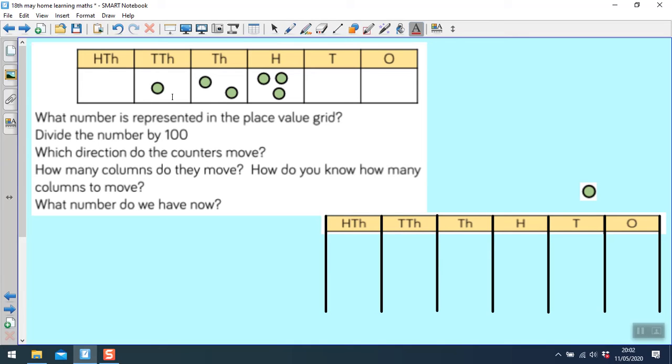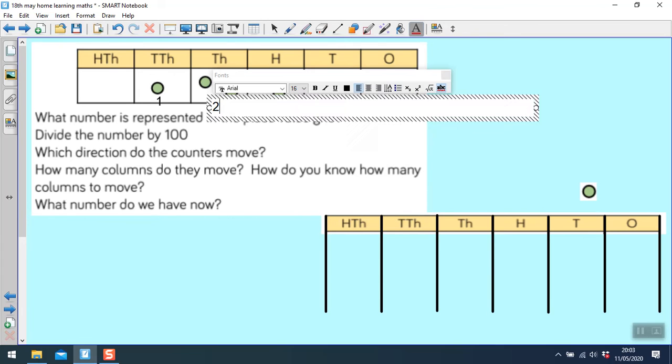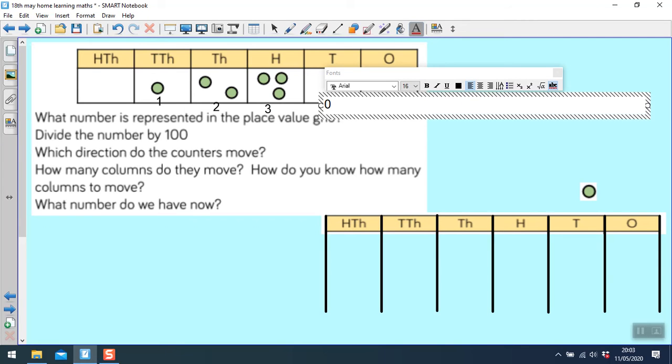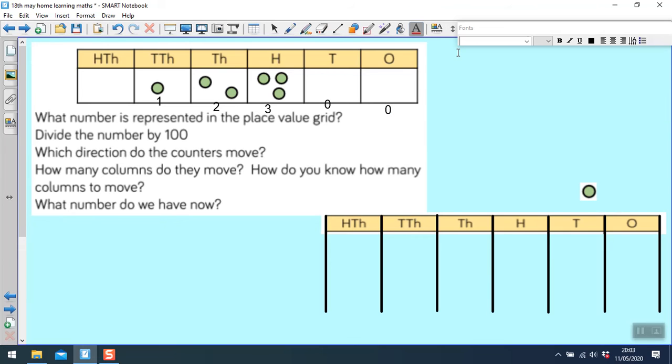So this number represents 1 ten thousand, 2 thousands, 300s, no tens, and no ones. So it's 12,300. Remember, you can put a comma after the thousands if you like. So that's the number that's represented.